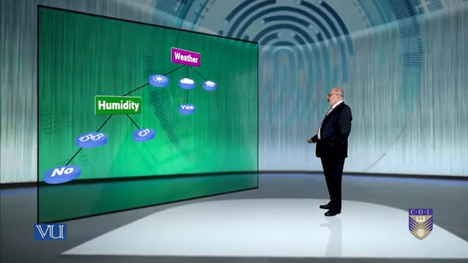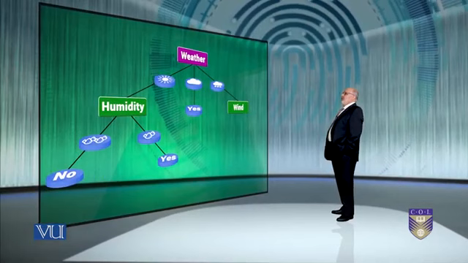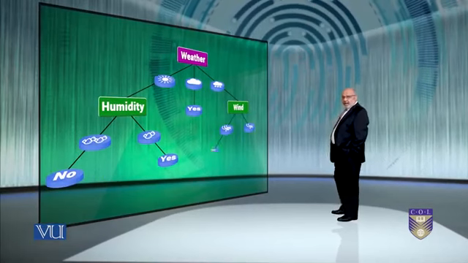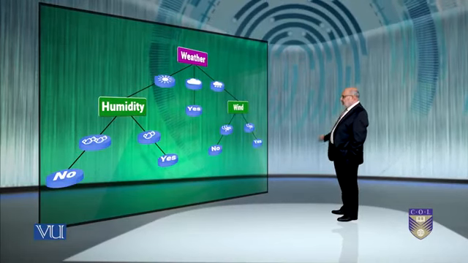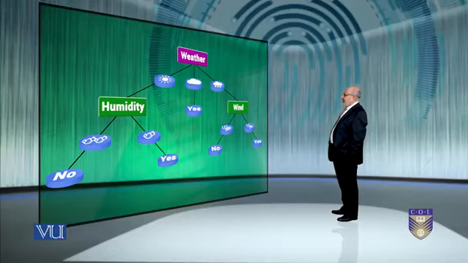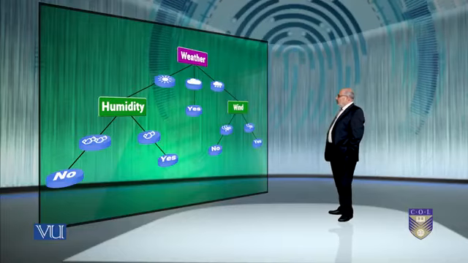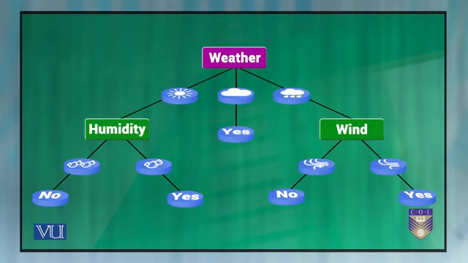We have, let's say, a weather situation, and we have other options. For instance, we want to decide whether we want to go out today or not. So weather is one parameter that we look at, and we also look at, let's say, what is the humidity, what is the wind situation, and so forth. But let's stick to weather and the humidity situation and the wind blowing.